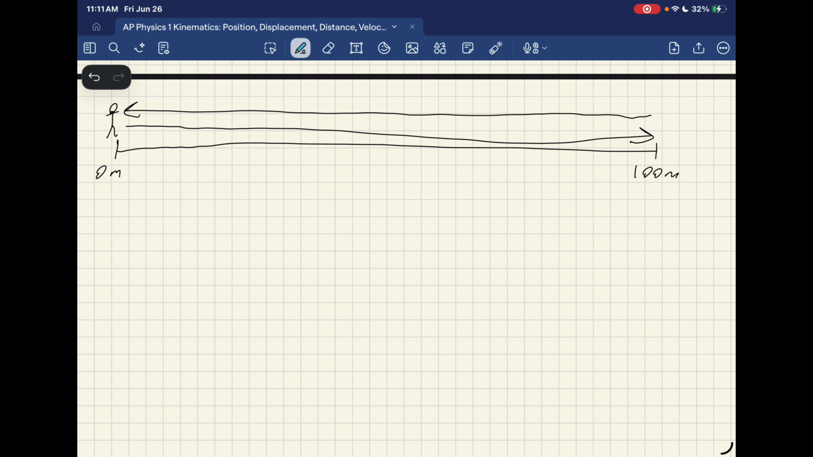Another important concept to understand in AP Physics 1 is the difference between velocity and speed. Just like displacement and distance, many people think that these are the same thing, when they're actually not. The easiest way to differentiate them is that velocity has a direction, whereas speed does not. The equations for each, let's look at speed first.